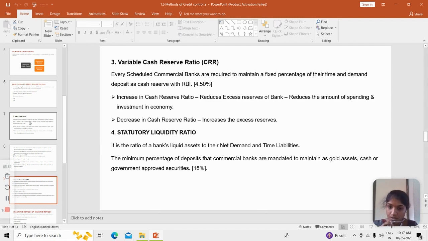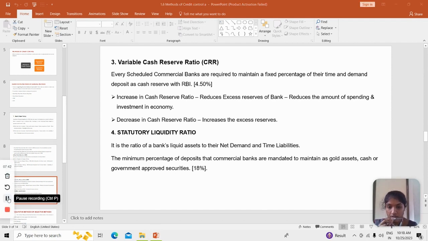Then the fourth and last quantitative credit control method is statutory liquidity ratio, which is the ratio of banks' liquid assets to their net demand and time liabilities. That is the minimum percentage of the deposit that a commercial bank is mandated to maintain as gold assets or cash or government approved securities. So these are the four major quantitative credit control techniques. The first one is bank rate policy, which also includes repo rate and reverse repo rate. Then open market operation, then the variable cash reserve ratio, and the last one is statutory liquidity ratio.